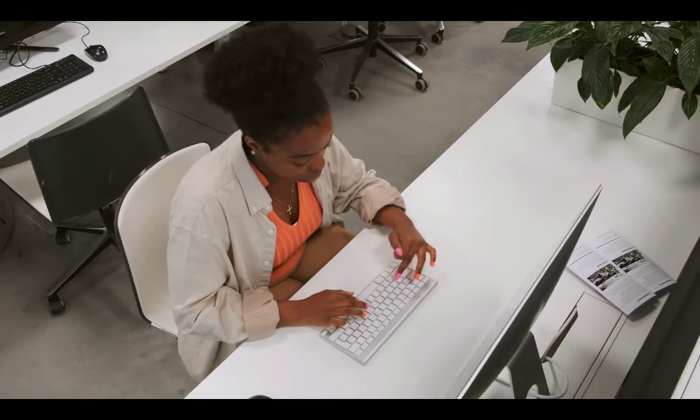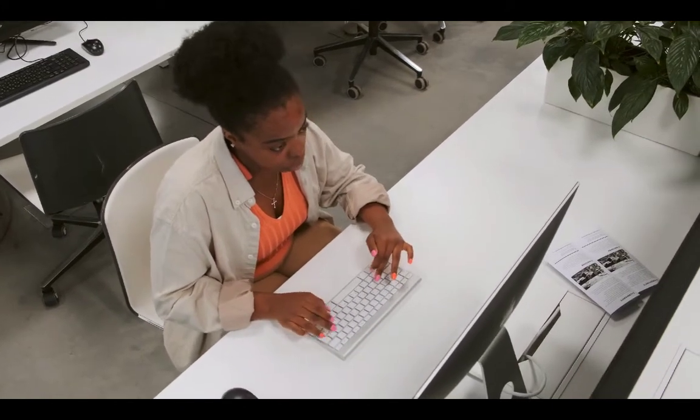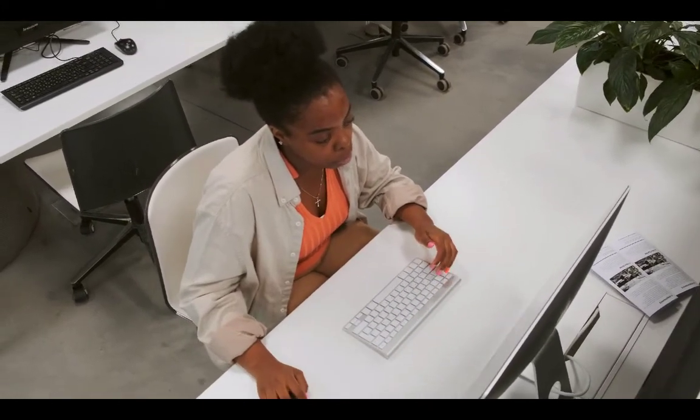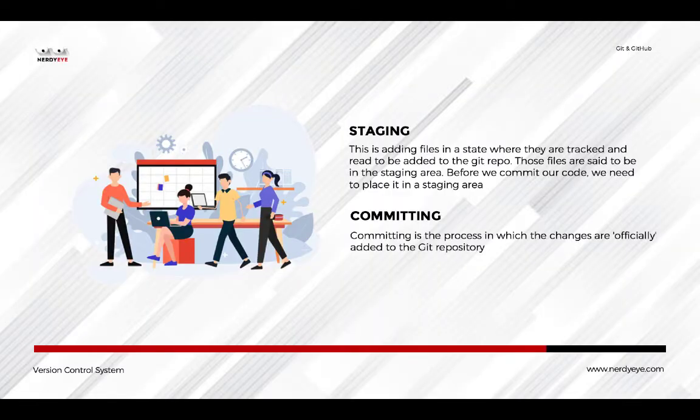In this video, we want to talk about staging and commit, right? Now let's look at what staging is. Staging is adding files in a state where they are tracked and ready to be added to the Git repo, basically to be saved. So those files are said to be in the staging area. Before we commit our code, we need to place it in a staging area.